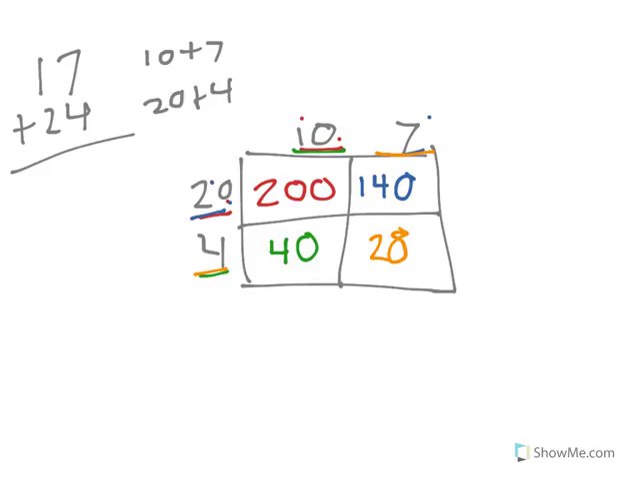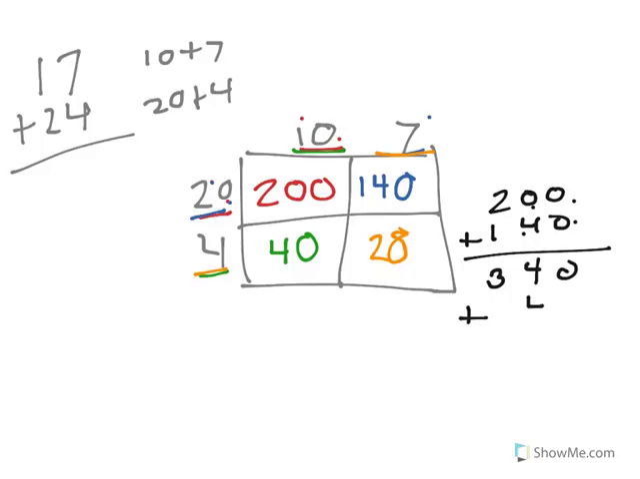I'm going to start with 200 plus 140. 0 plus 0 is 0. 0 plus 4 is 4. 2 plus 1 is 3. Then I'm going to add 40 to this. 0 plus 0 is 0. 4 plus 4 is 8. 3.